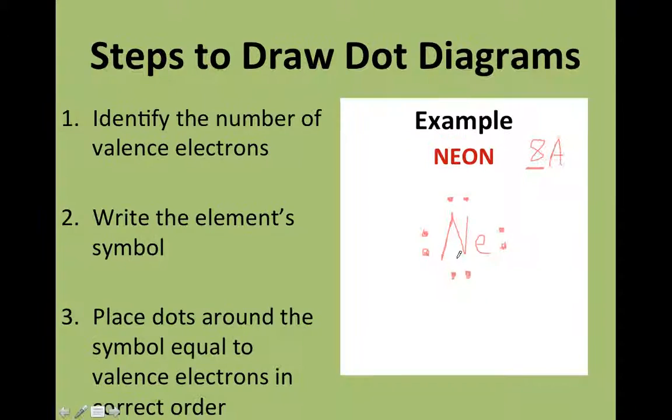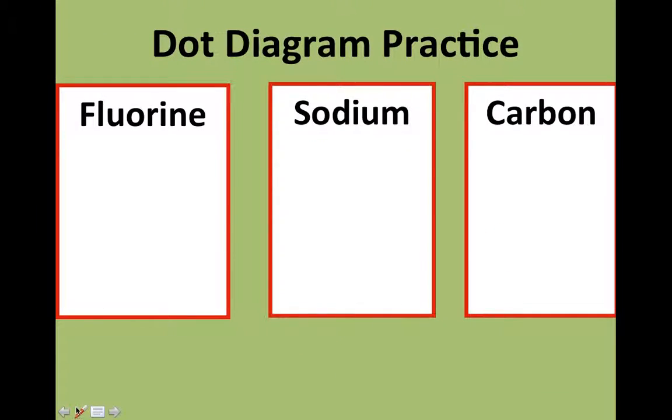All right, now let's practice some more. Let's start with fluorine. Okay, so fluorine, we're going to write the symbol. Now fluorine is found in group 7A. That means we're going to draw 7 dots. So again, we're going to do north, south, east, and west. That's only 4. North, south, and east. And that takes care of 7.